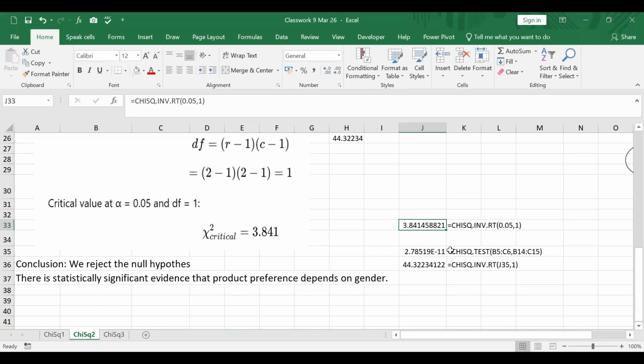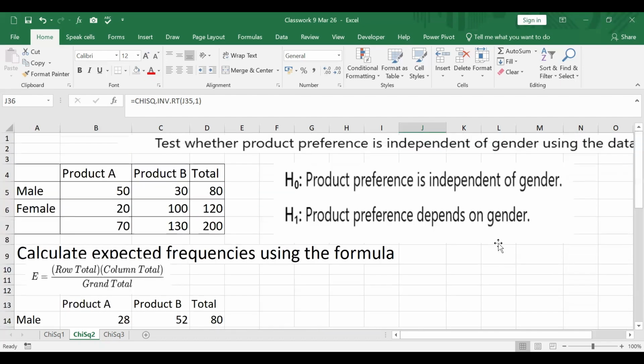Instead of doing this, you can also check the p-value. The p-value is low, so reject H0. Either way, whether you use the p-value or the chi-square value comparison, you reject the null hypothesis. What is the null hypothesis? Product preference is independent of gender. We reject it. That means there is a preference for product based on gender.